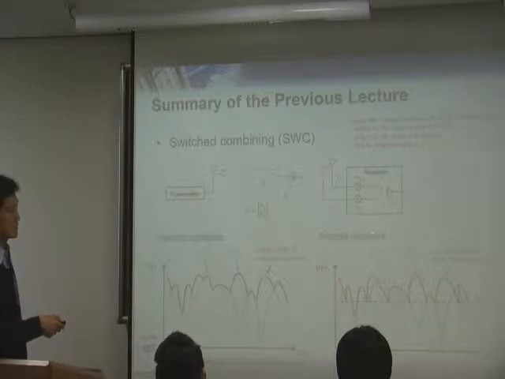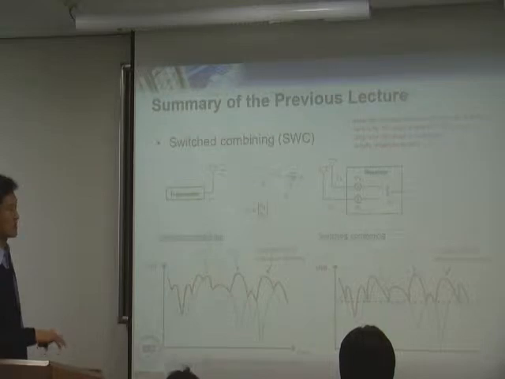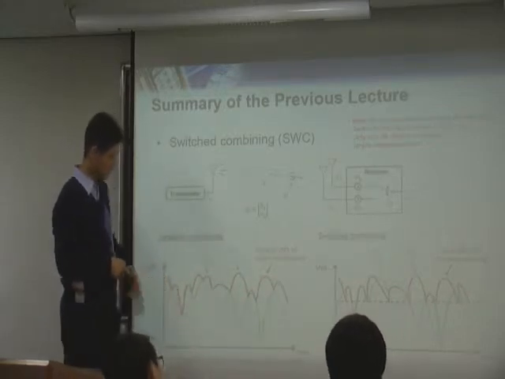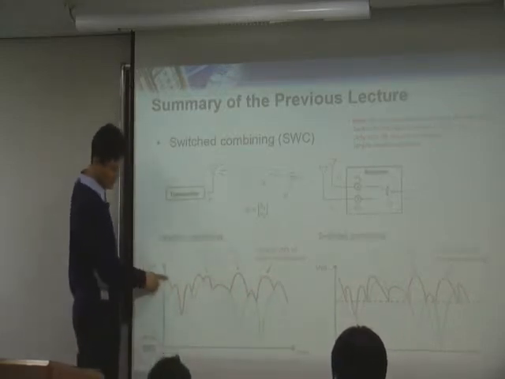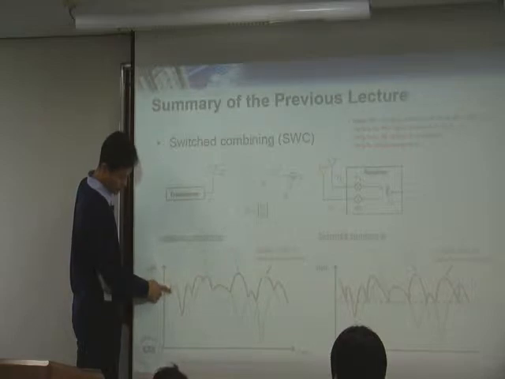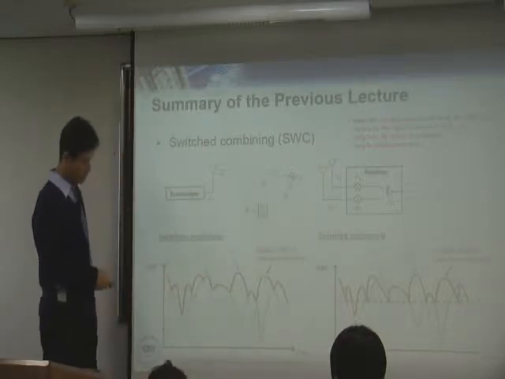So switched combining has fewer antenna switchings compared to selection combining. In selection combining, you always try to find the maximum, or always try to find the better one. So as you see in this picture, you are using green, you are using blue right here. But at this point, you switch to blue. No, I'm sorry.